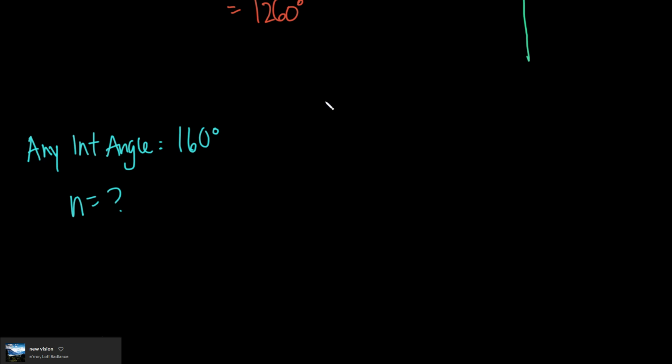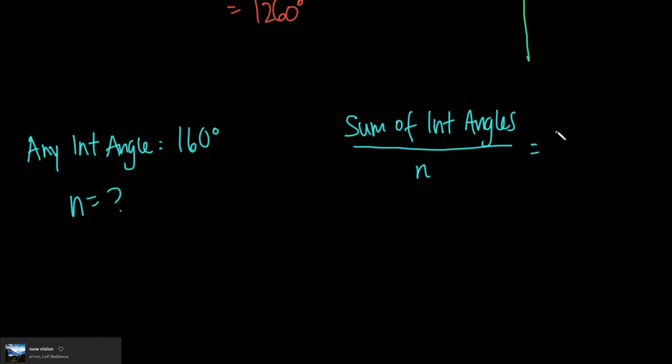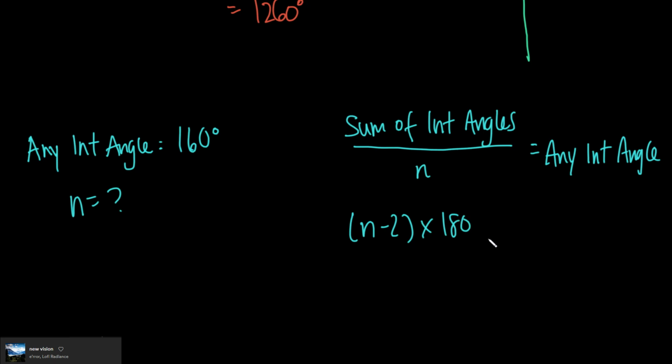We basically did the sum of interior angles divided by n, which is the number of sides, equals any interior angle, right? So now we can plug in our formula because we know the sum of interior angles. We've used our equation before: it's n minus 2 times 180, and we have to divide that by n again to figure out any interior angle. In this case, it's 160, right? So now we have to solve for n. So how do we do that?